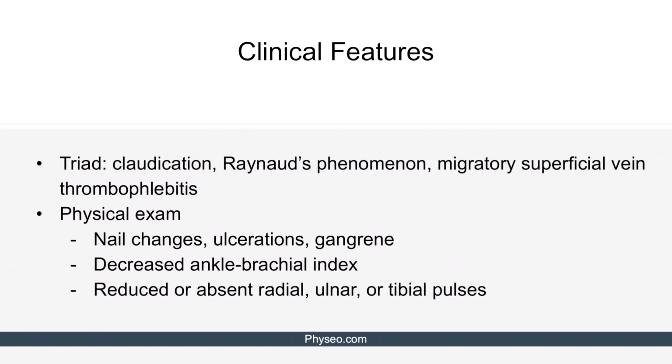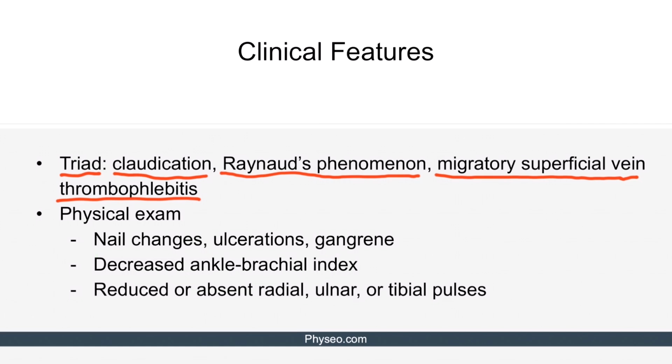Let's talk about the clinical features. Patients may present with a triad of claudication, Raynaud's phenomenon, and migratory superficial vein thrombophlebitis. Raynaud's phenomenon is defined as a color change seen in the skin going from white to red to blue. This finding is most pronounced in the distal digits, and it's typically precipitated by cold temperatures.